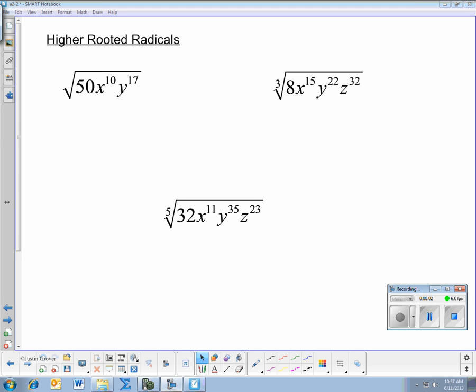Higher rooted radicals. First, we're going to start off with an example of a square root. Square root of 50x to the 10th y to the 17th. Now, this is not, I guess, a higher root. It's a normal square root, which we're very familiar with. We've learned square root before.